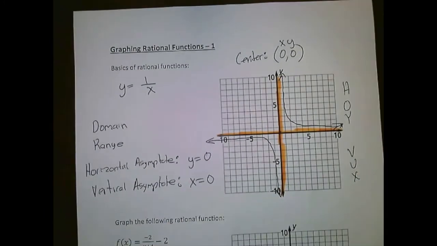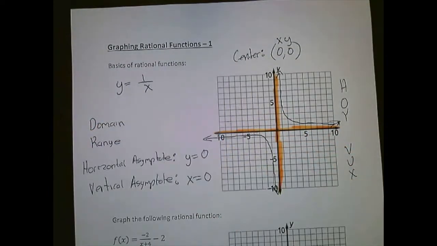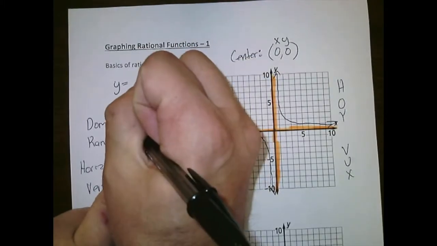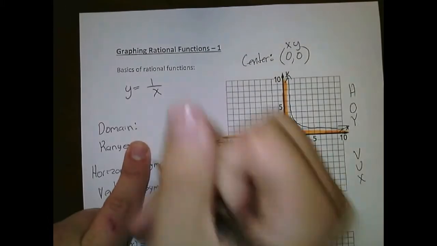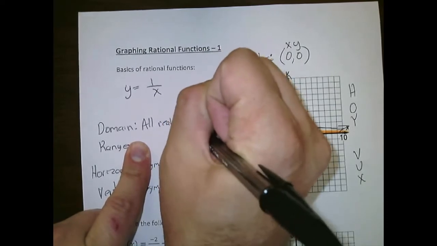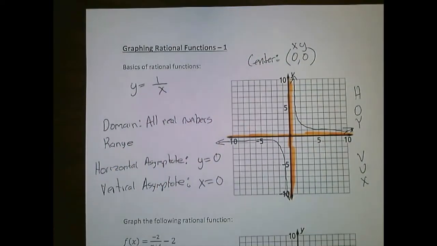The other follow-up question that we're going to address is domain and range. We've talked about this a lot before. Remember, the domain is all the x values that I can plug into the function. The range is all the y values that I can get out of the function. In this function, we can plug in just about anything we want for this x value. So we say all real numbers. You could plug in just about any x value that you could come up with into this equation.